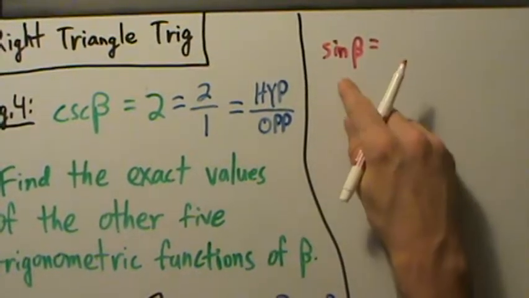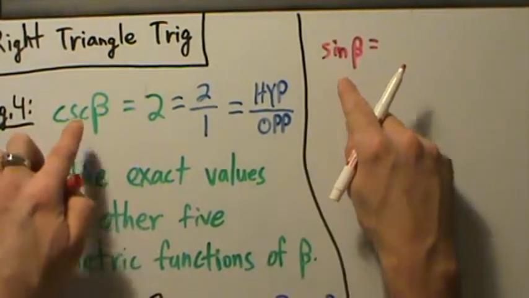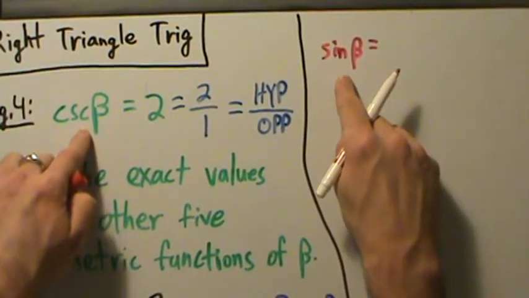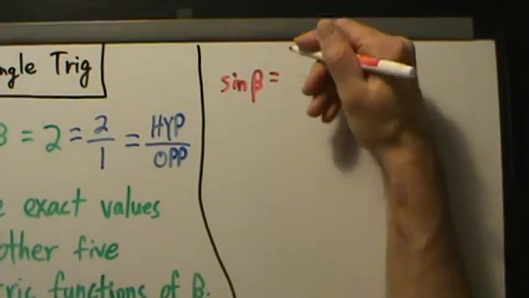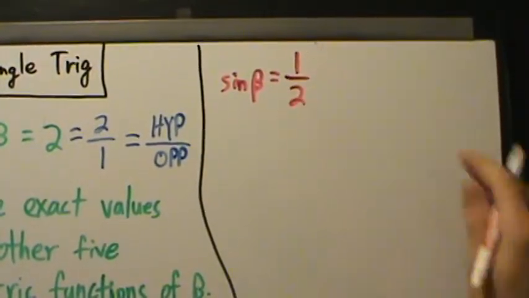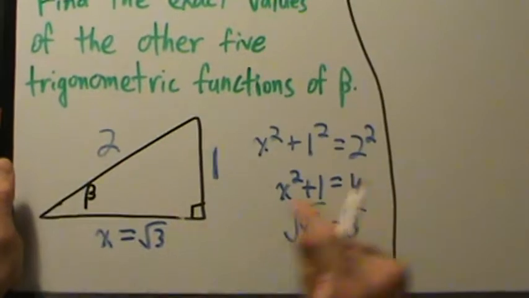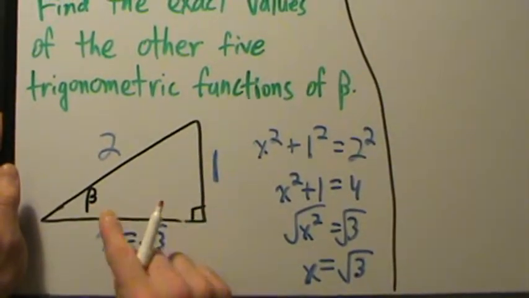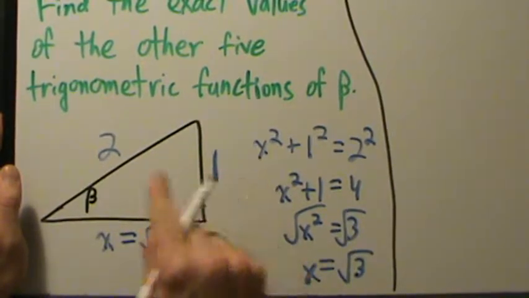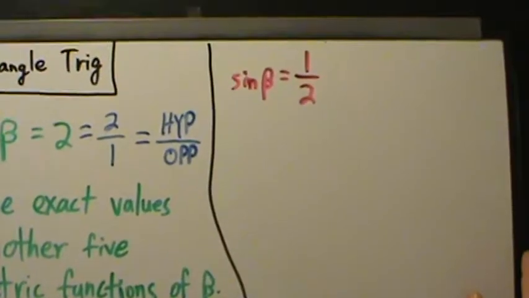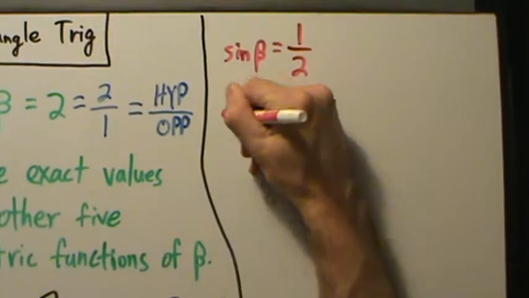So remember, the sine is the reciprocal of cosecant, right? Sine and cosecant are reciprocals of each other. So if the cosecant of beta is 2, then the sine of beta is going to be the reciprocal, which is 1/2. Or we could remember sine of beta is opposite over hypotenuse. If here's beta, then here's the opposite side, here's the hypotenuse. So 1 over 2. So two different ways of thinking about it, and it's the same answer either way.